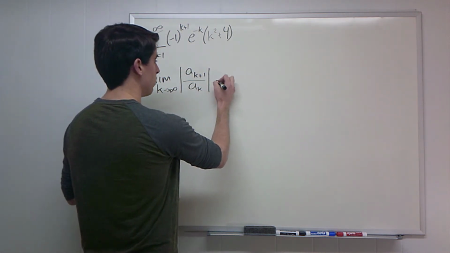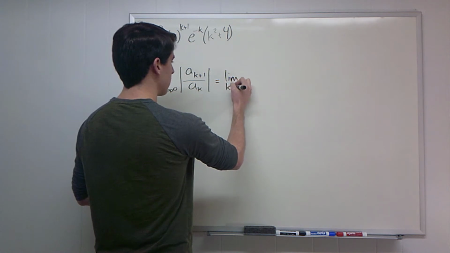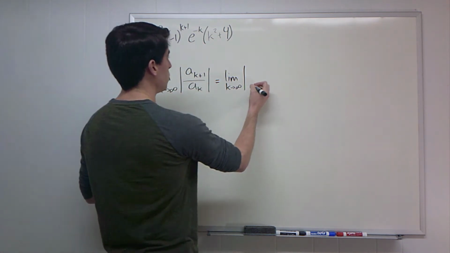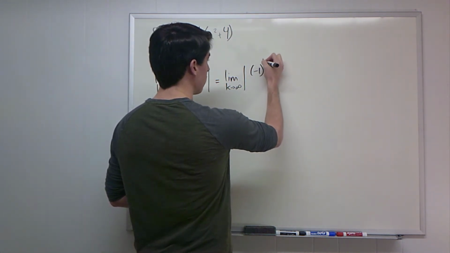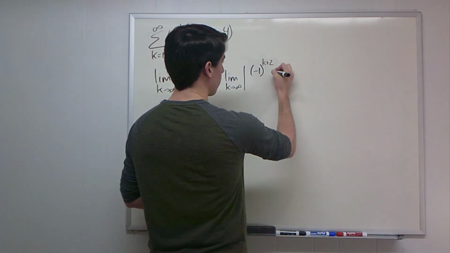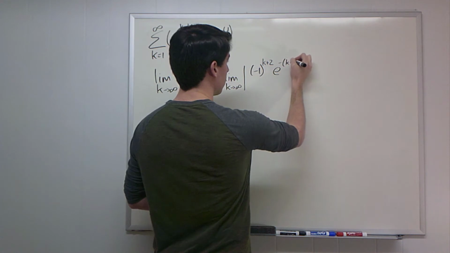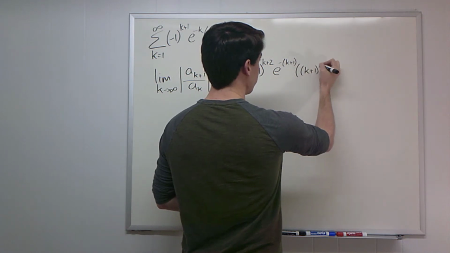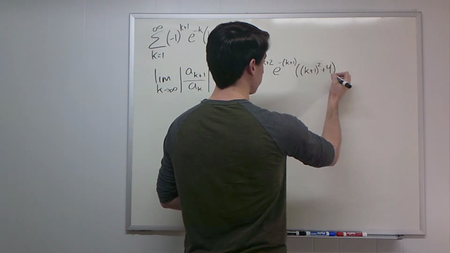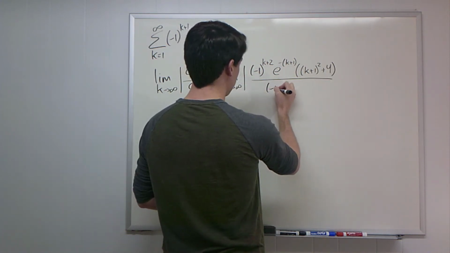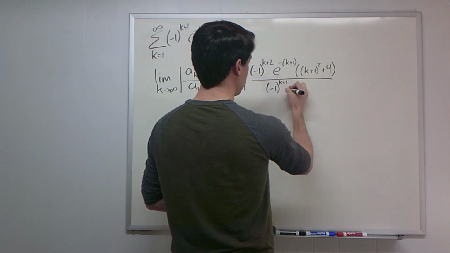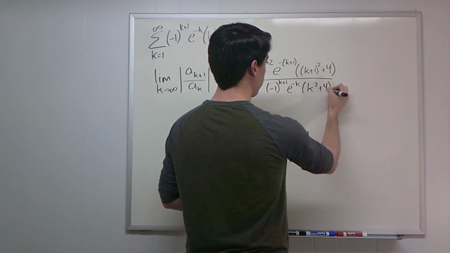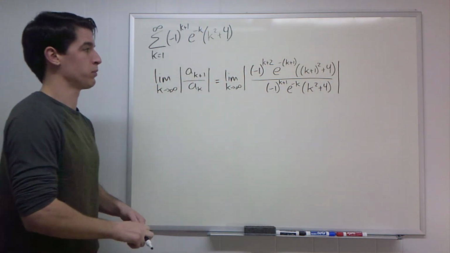So, this limit becomes the limit as k approaches infinity of the absolute value of a_{k+1}, which would be (-1)^(k+2) times e^(-(k+1)) times ((k+1)^2 + 4), all over (-1)^(k+1) times e^(-k) times (k^2 + 4), and we have the absolute value.